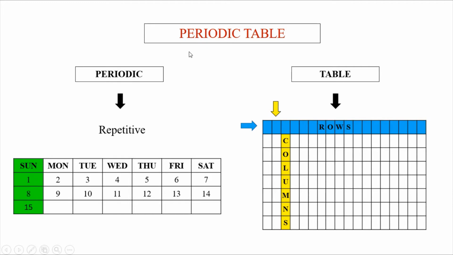Let's break the word periodic table and understand this better. Periodic table, periodic and table. What do you mean by periodic? That is, it is repetitive.